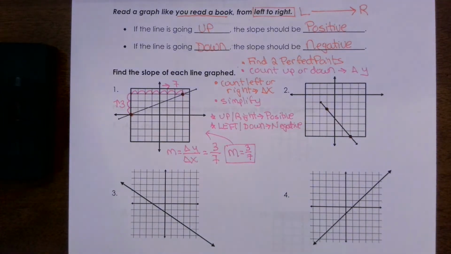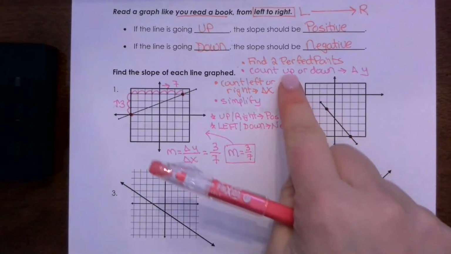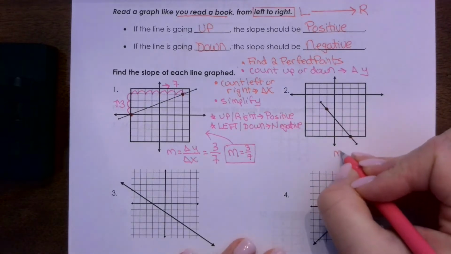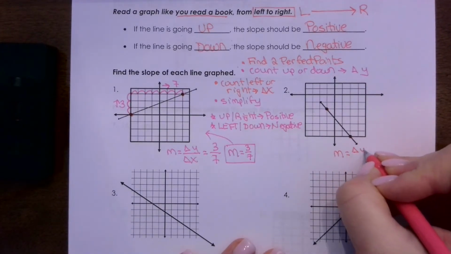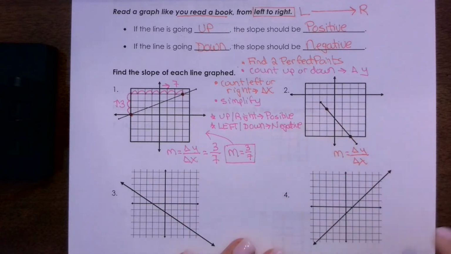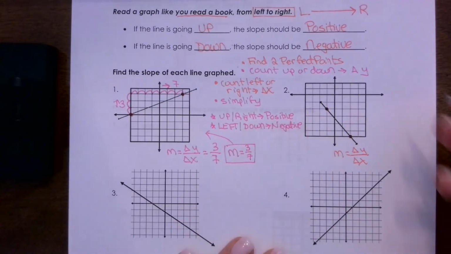Let's take a look at number 2. I do have 2 perfect points, and I can see that this slope is going to go down. So I'm assuming my slope is going to be negative left to right, right? Well, I'm going to start off just like I did on number 1, and I've got the change in y over the change in x, and I'm trying to go from this point to that. And it looks like I'm going to go down, which is going to give me my negative number.